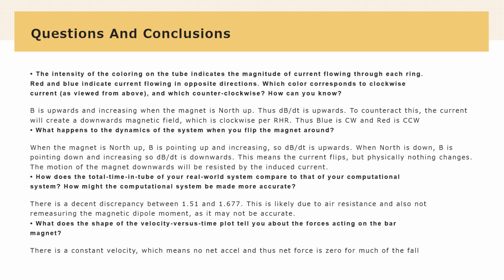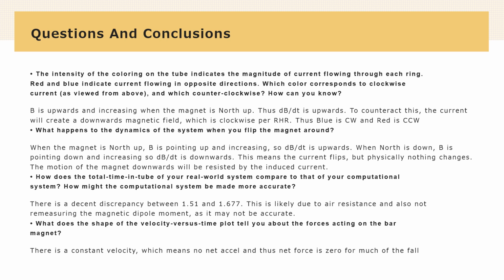If we were to flip the magnet so that north was pointing down, physically nothing would change, as the induced EMF would still cause a resistance to the motion of the magnet. However, the current would flip, so now B would be pointing downwards and increasing, meaning that dB/dt is downwards. In order to resist this, the current would have to create an upwards dB/dt, meaning that it would rotate counterclockwise. The motion would not change though.